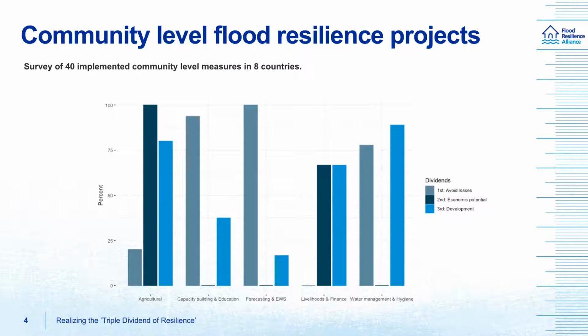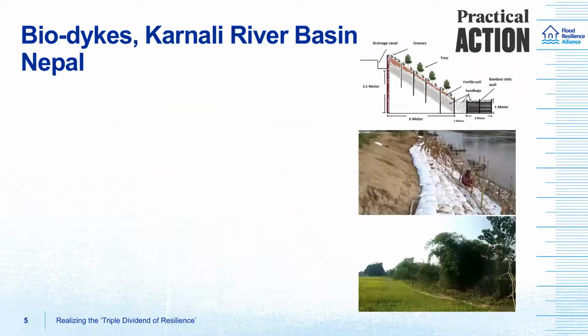The other thing I would like to show is a deep dive into one of the case studies kindly shared by our partners from Practical Action, which is on Bio-dykes in Nepal. And you see on the left, the idea of Bio-dykes, if you haven't heard before, is that you build a dike as a flood protection from local materials, and then you grow local vegetation on top of it.